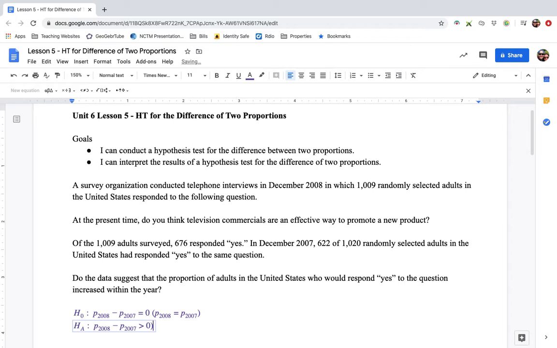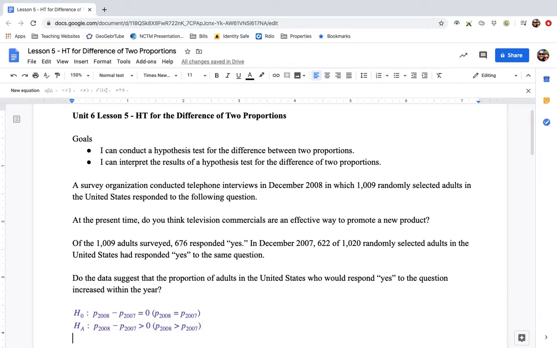Another way of writing that, which is totally fine, is the proportion is bigger in 2008 than it was in 2007. So either one of those sets of hypotheses are okay. You can either write it as the difference or subtraction, or as their equivalent. I think for understanding the question, this is a better understanding. But for the statistics, writing it this way is actually going to make a little bit more sense. So it doesn't matter which way you write it.